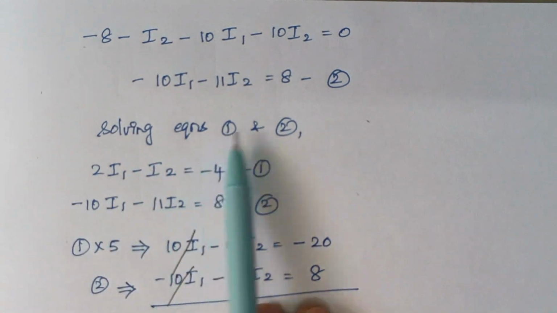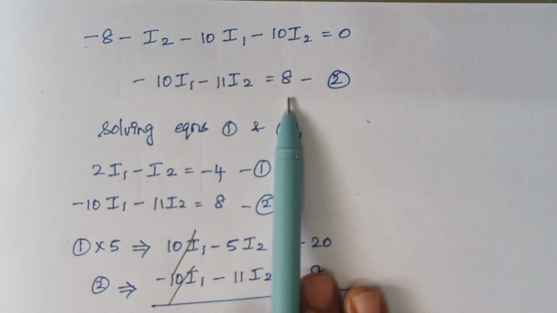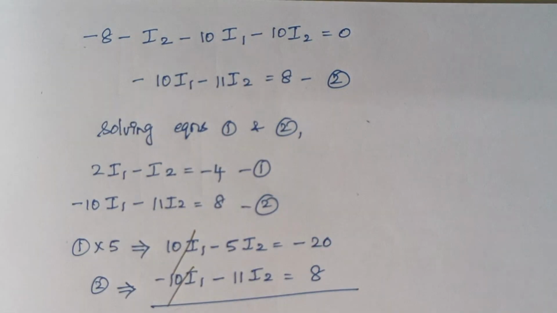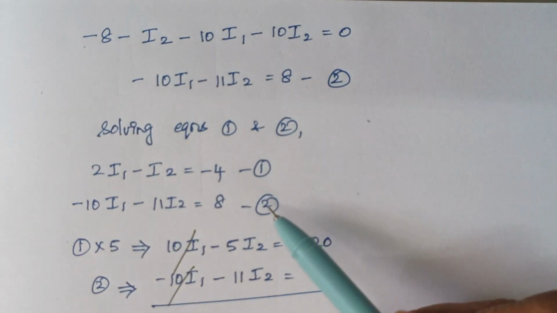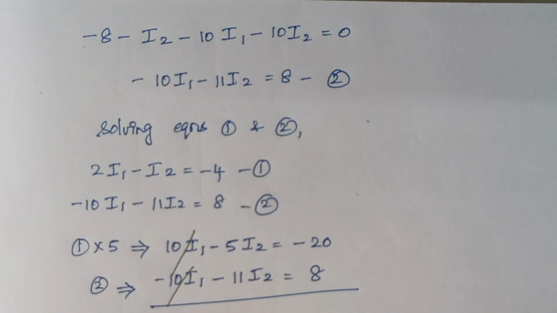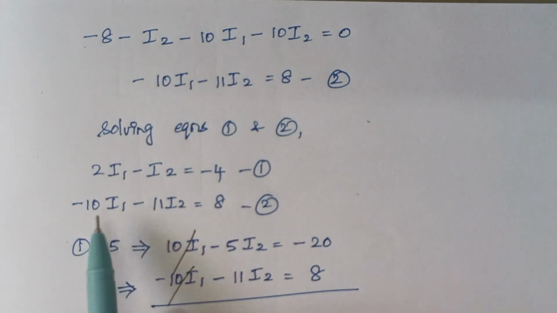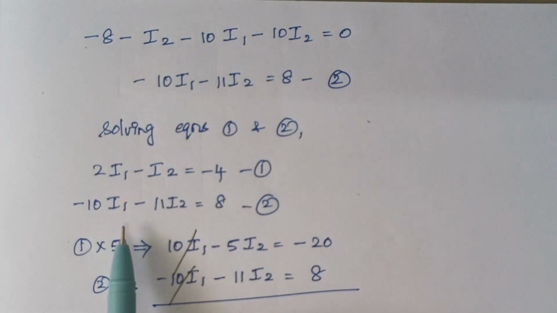So once you solve the expression, we get an equation. This is equation number 2. Now you have to solve equations 1 and 2. For solving the equations, I know you people are familiar with this, because this is a basic mathematics thing. Anyway, here you see we have to cancel either I1 or I2. Now I choose to cancel I1.